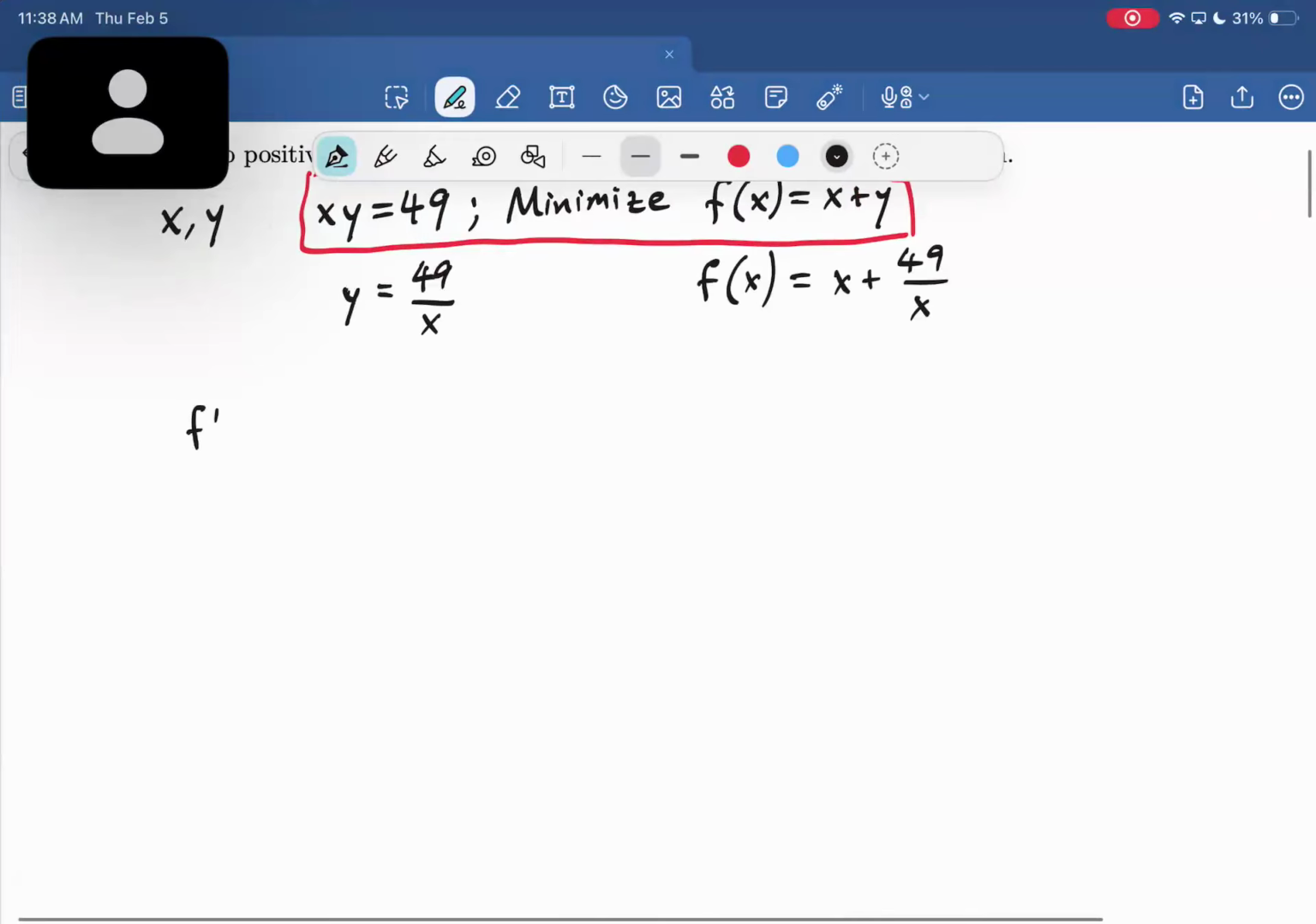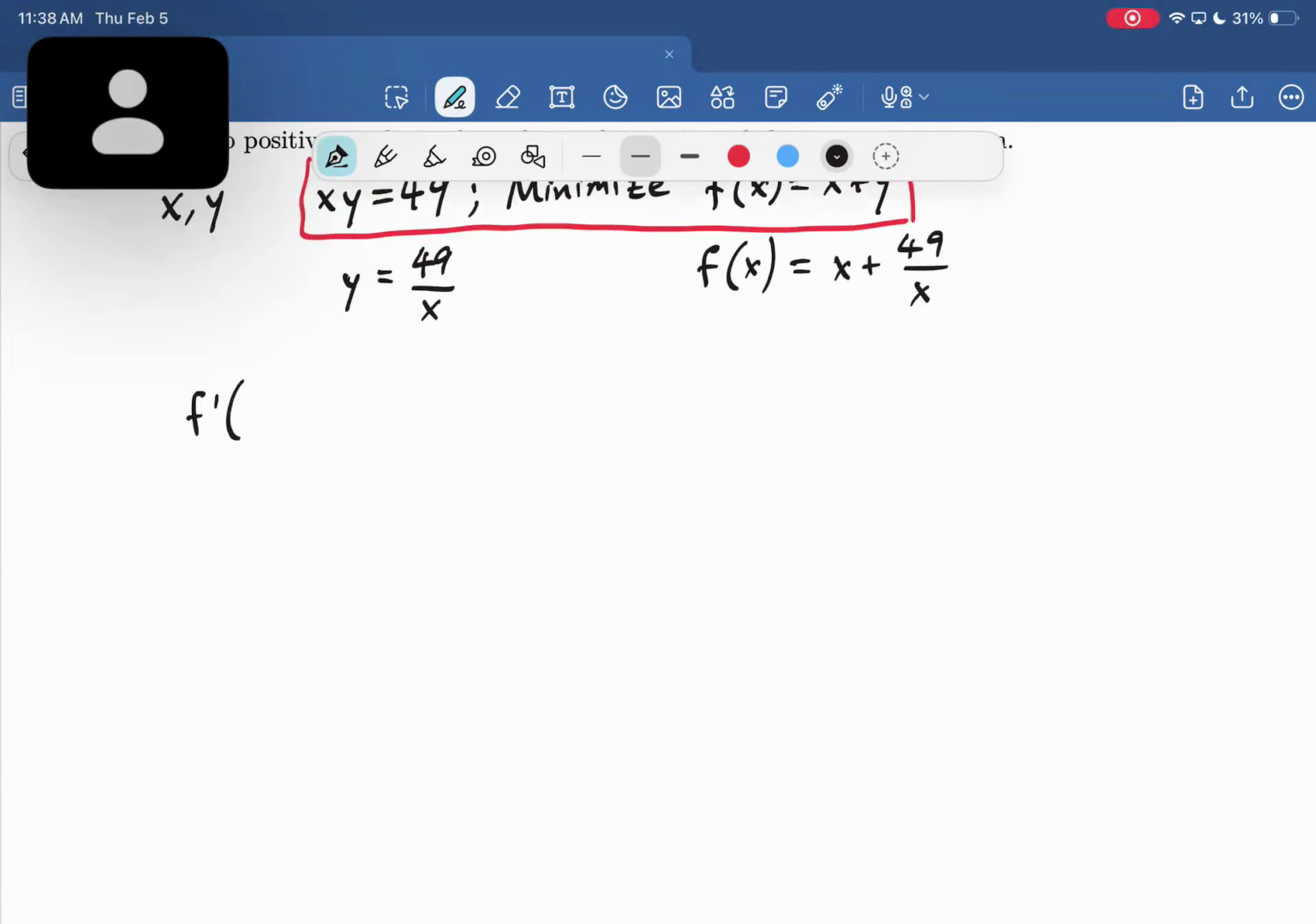Okay, it's back. All right, so the derivative of f of x, anybody want to tell us, please? The derivative of f of x is 1 minus 49 over x squared. I trust that you all know how to do that. That's because 49 over x is 49 times x to the negative 1, right? So that's how we got that.